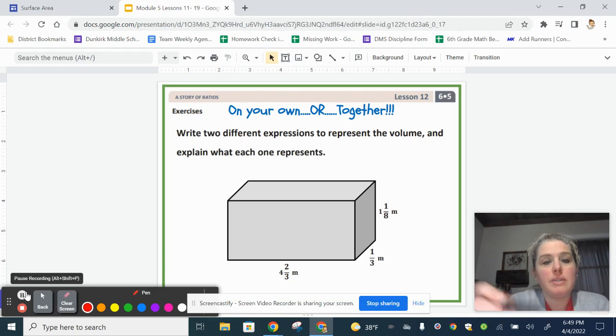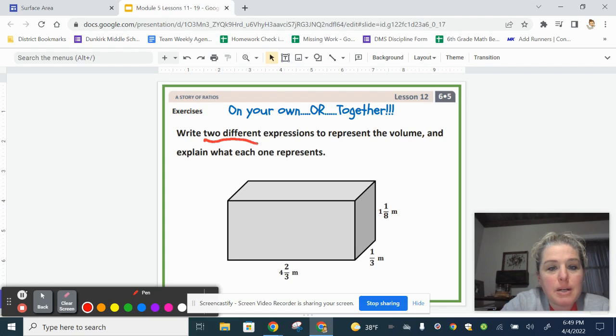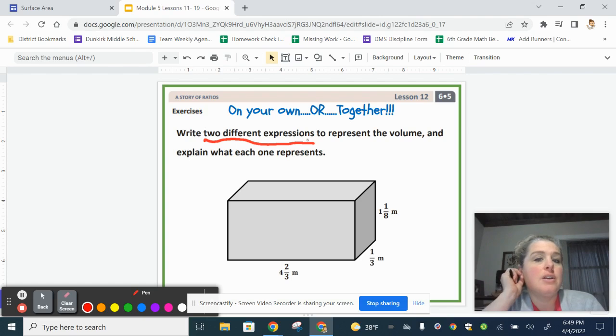Okay, so this one says write 2 different expressions to represent the volume and explain what each one means or represents. So you do not actually have to solve this. This is me seeing if you know what the 2 expressions mean. So pause the video, see if you can write 2 expressions, then come back to see if you're correct. Did you pause? Hope so.